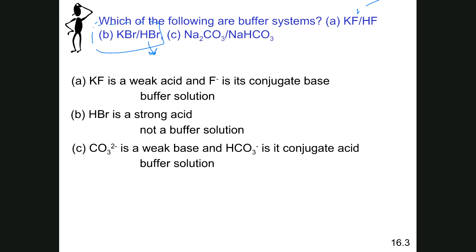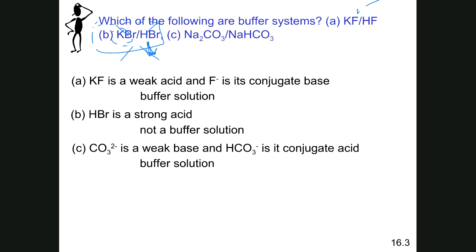As soon as the first condition is not met, you don't even have to check the second condition. Even though the second condition is true and this is a salt, it's not the salt of a weak acid, it's the salt of a strong acid. So it's not a buffer because this is a strong acid.